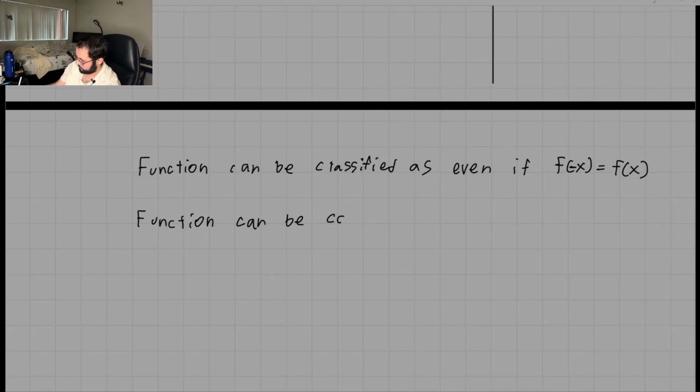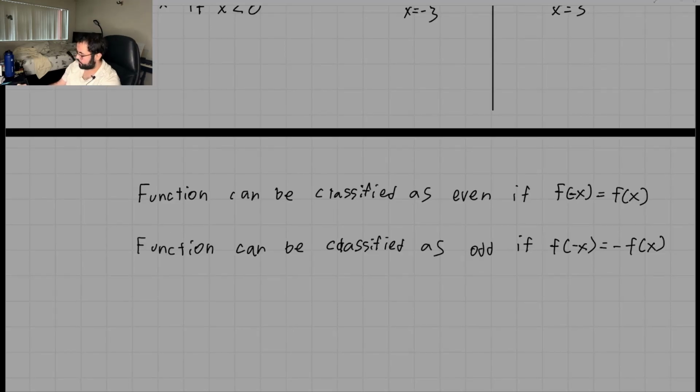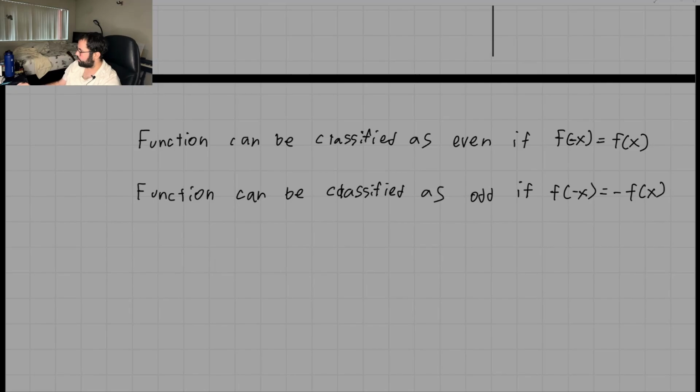A function can be classified as odd if f of negative x is equal to negative f of x. In this case, for the even function, we have two different inputs that give us the same output. Whereas here, we have two different inputs, and one of them gives us the negative output of the other.